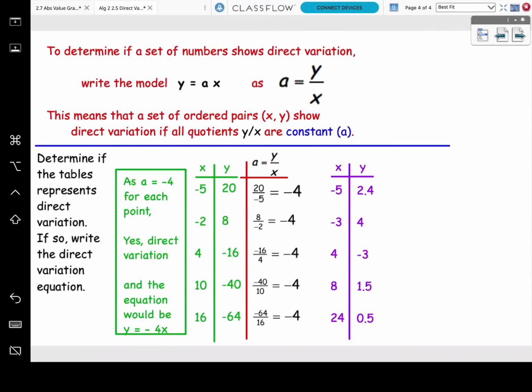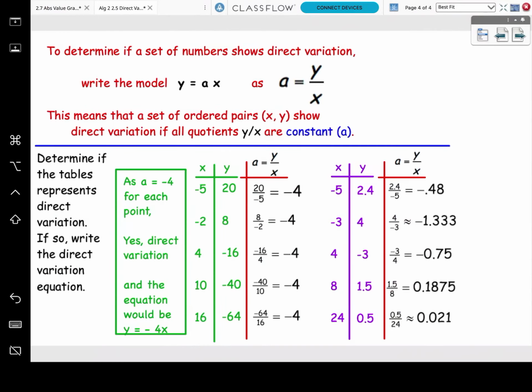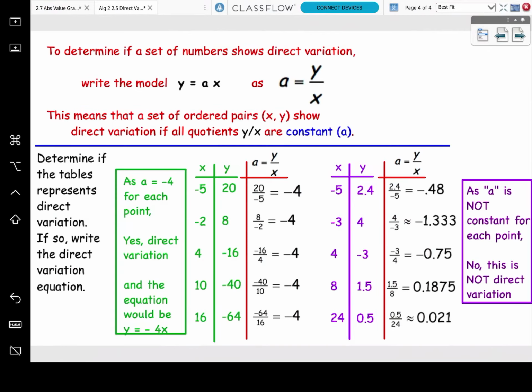So neat. Our second one here in purple, our table, we're going to take each y divided by x, every single row all the way down. And we get a negative 0.48 and a negative 1.333, and we see all of these a values over there are just not the same. If they are not the same, it is not direct variation, so we can't write the equation, and we just say not direct variation.